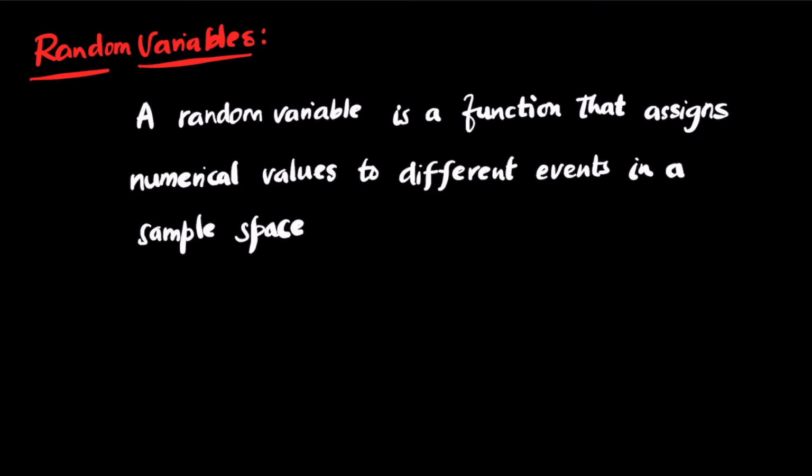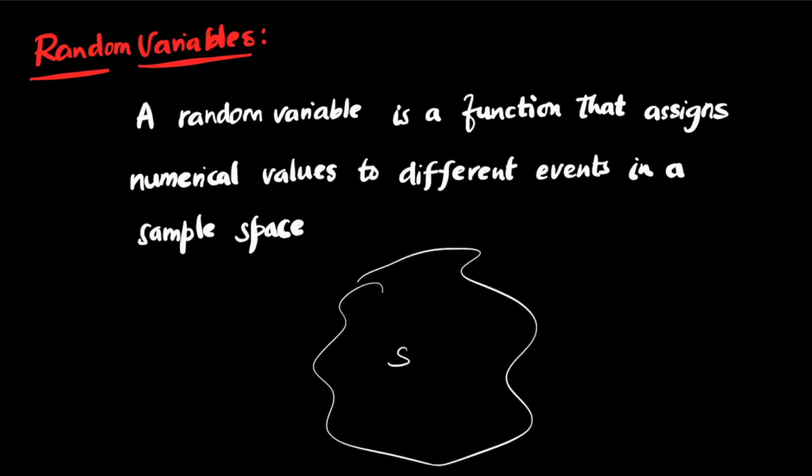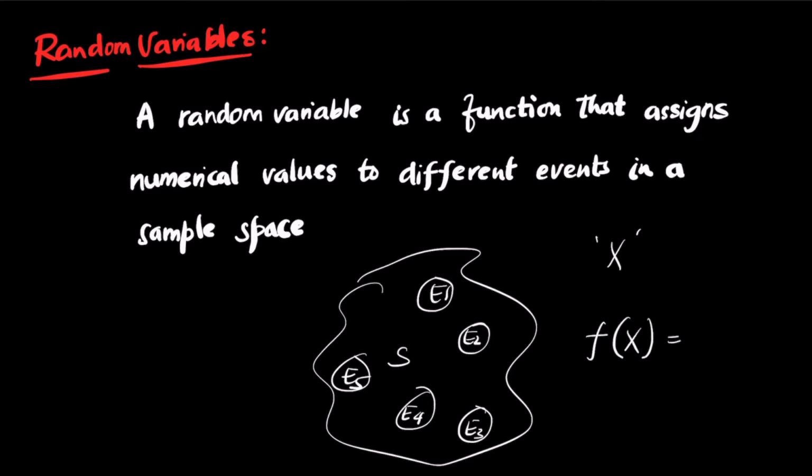So for example, let's say I have a sample space. So this is the sample space and these are all the events that are in the sample space. Let's call them E1, E2, E3, E4, E5. The random variable here is considered as x. So the function of x is the probability of each of these individual events in the sample space. Writing it as a set of these events is what we call a random variable.